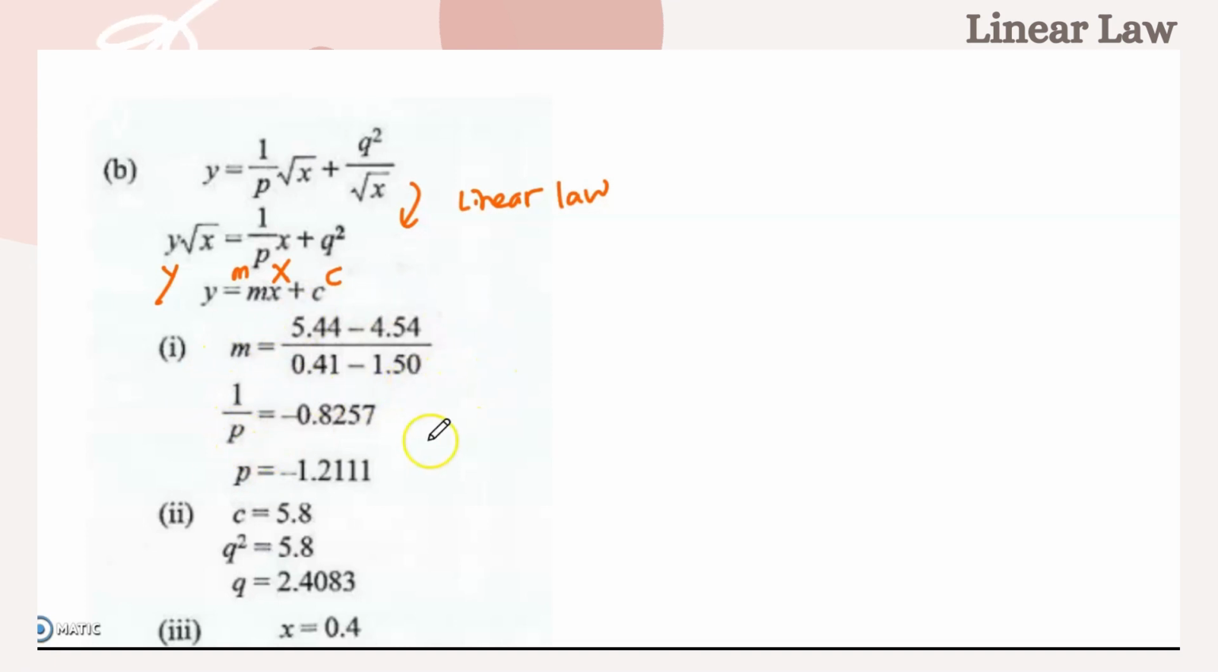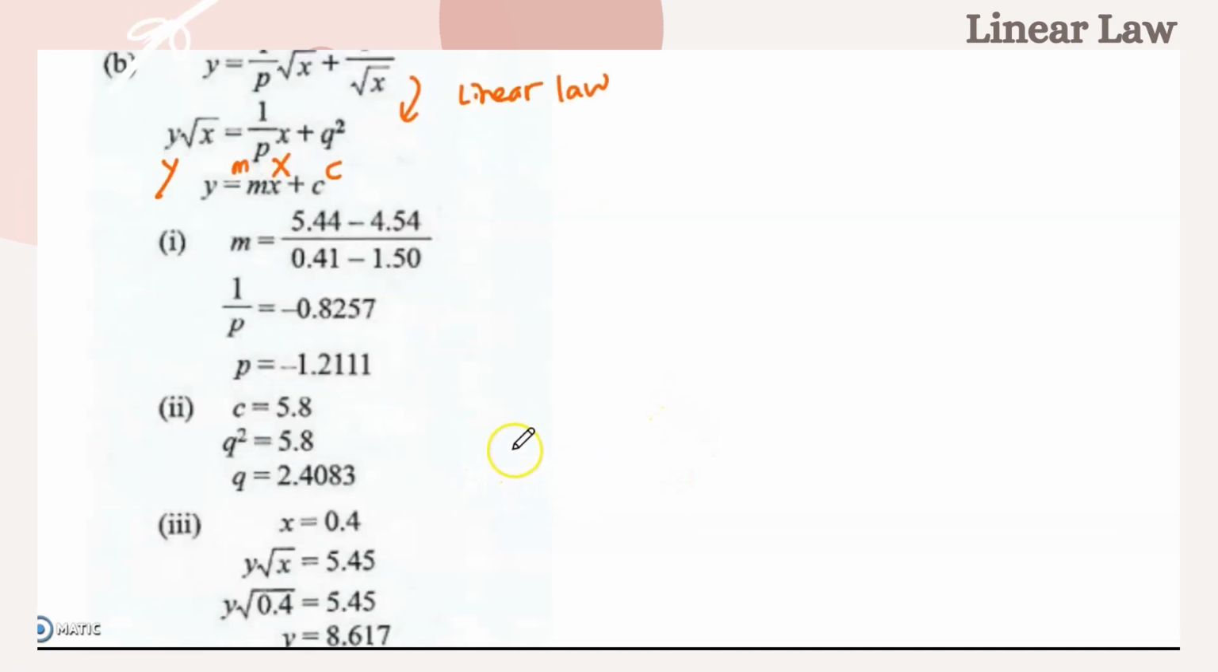So we calculate the gradient. We take any points on the graph, at least 2 points. You choose any 2 points on the graph, and then we substitute into the gradient formula, and equate with 1 over p. And then we get p is equal to negative 1.2111. That is the value for p.